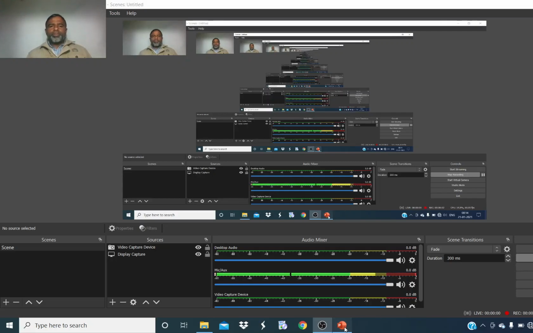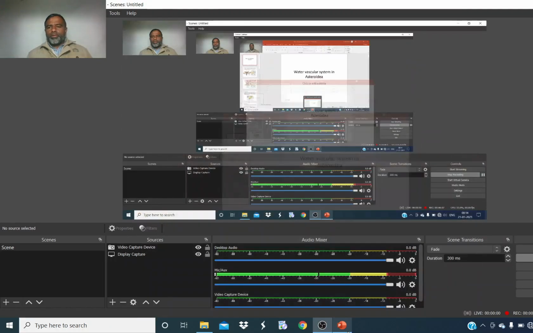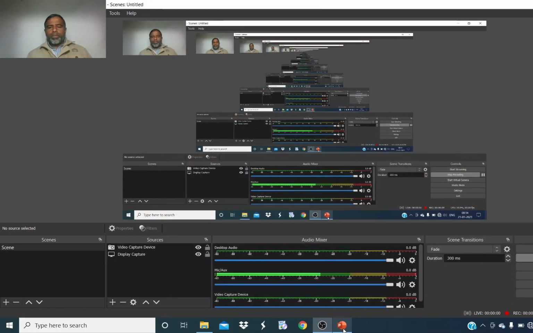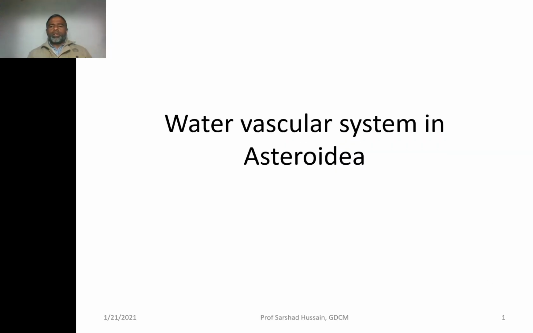Dear students, let us discuss another topic, the water vascular system in Echinoderms, or in Asteroidea. Asteroids are those organisms of the Echinoderms which have pentamerous symmetry, which means starfish is included in it.